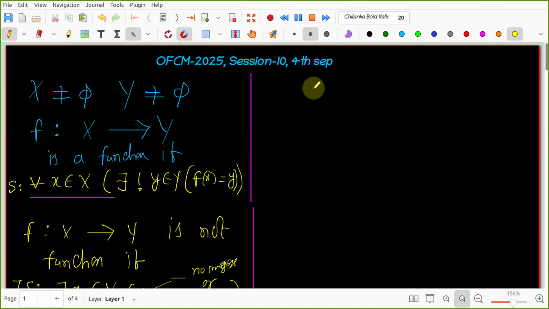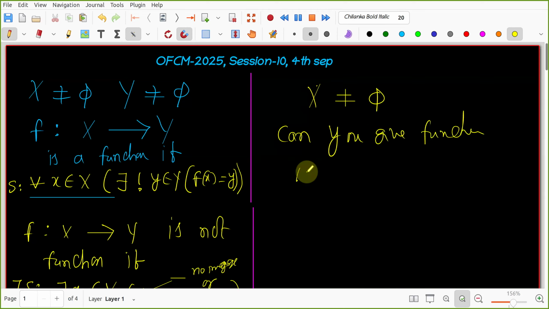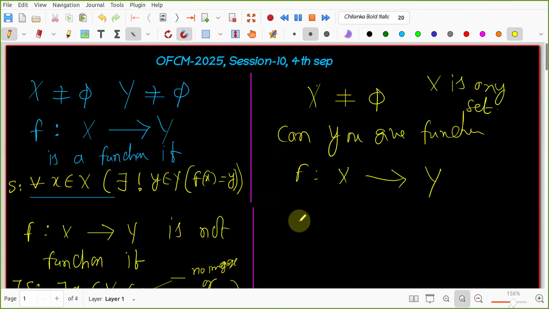Okay, I'm giving you that X is non-empty. Can you give a function from X to X? X is any set. Anyone? Yesterday I asked this for G3 to G3, correct? Any one of you, can you tick yes if you are ready? Can you give one function from X to X?